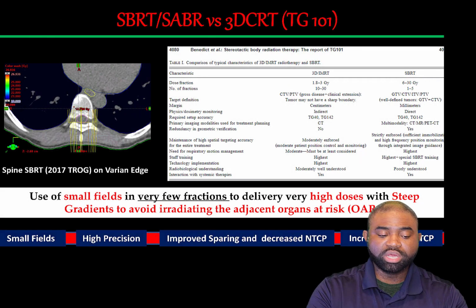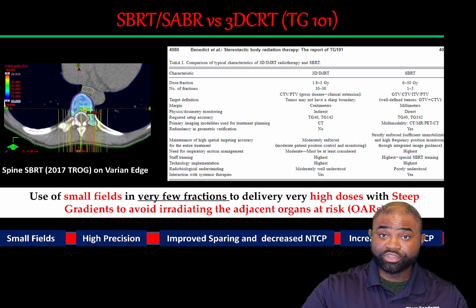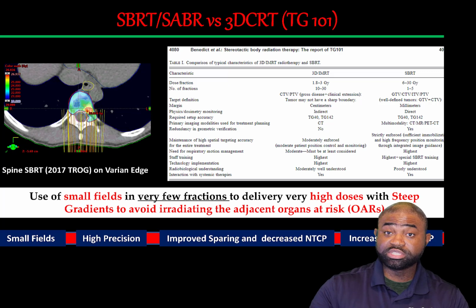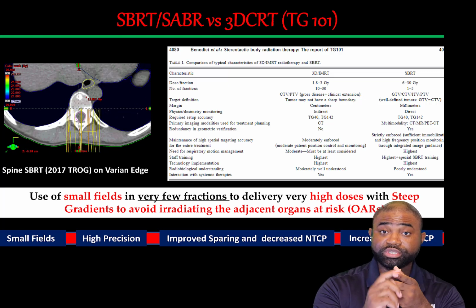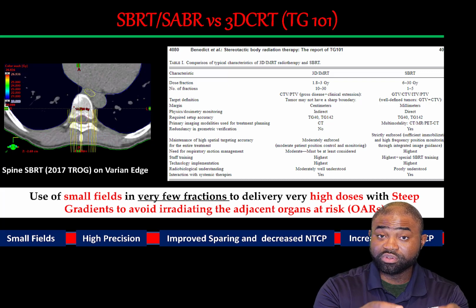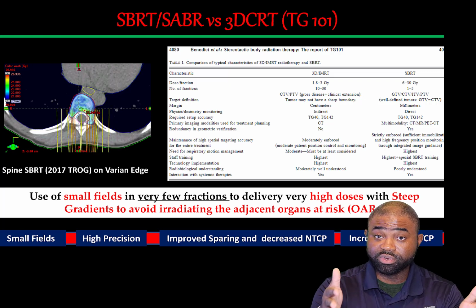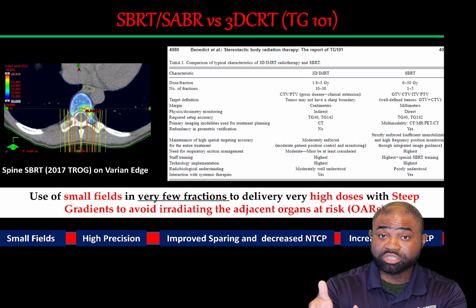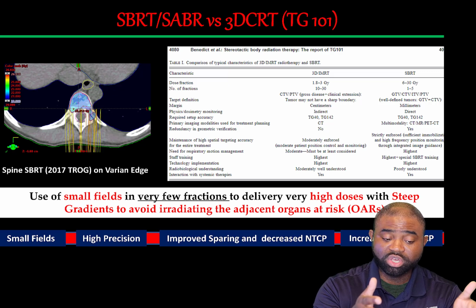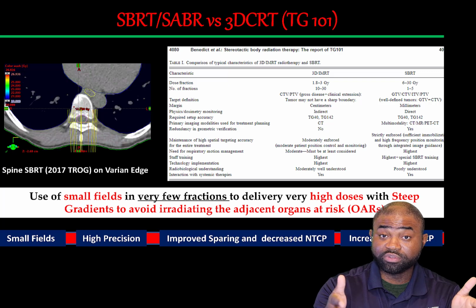And so when we look at stereotactic radiosurgery, SBRT versus 3D conformal radiation therapy, in other words, conventional radiation therapy, there are some significant differences. The very first that comes to mind is the fact that in stereotactic radiosurgery, we deliver very, very high doses, typically in the order of about 6 to about 30 gray, in very few fractions, typically 1 to 5 fractions. But in conventional radiation therapy, we deliver typically 1.8 gray to about 3 gray in between 10 to 30 fractions.